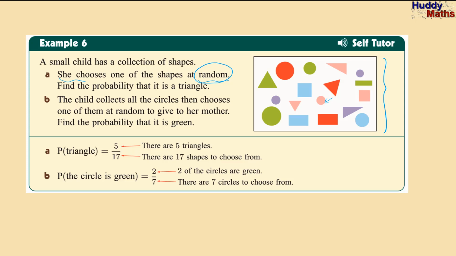Okay, so here, how many triangles are there? 5. Let's go and find them. 1, 2, 3, 4, 5. 5 triangles out of 17 shapes. That's assuming that each one has equal probability of being chosen.